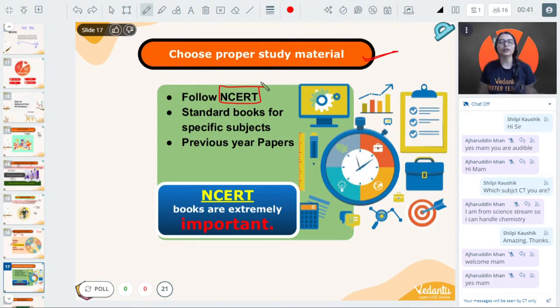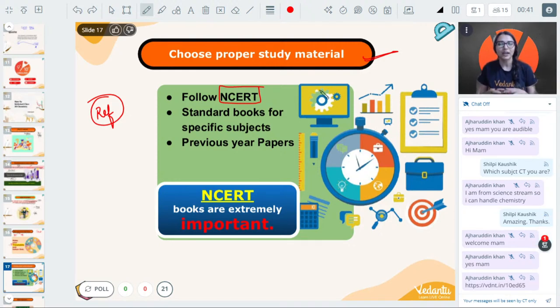So before going to any other external book, what mistake most of the students do, I will tell you. Zyadatar bachche kya karte hain? Right on the first day, they purchase a reference book. I am sure lot of you have also done the same thing. That you go to the market, pehle din jaake reference book khareed lete ho. Then you be like, ab padhna shuru karenge, and then you directly go to the reference book. That is a completely wrong way. The reason is that reference books have a lot of stuff that is not given in the NCERT, that is never asked in the board examination.